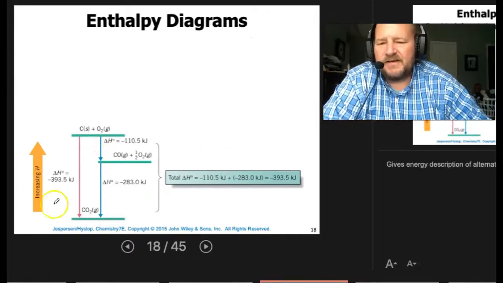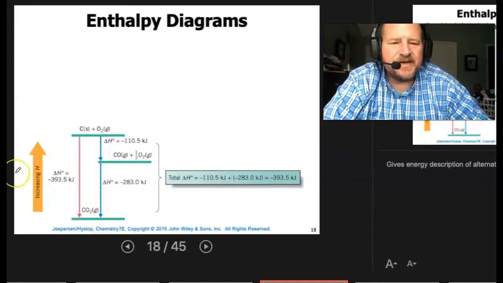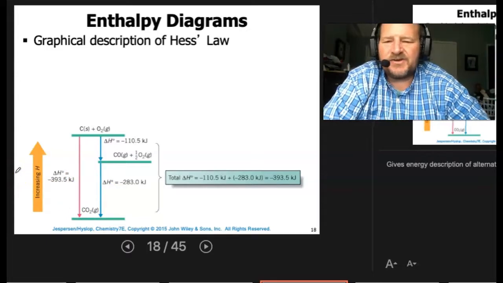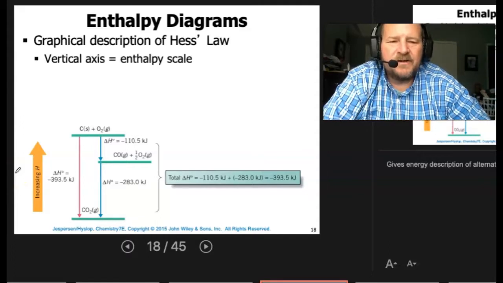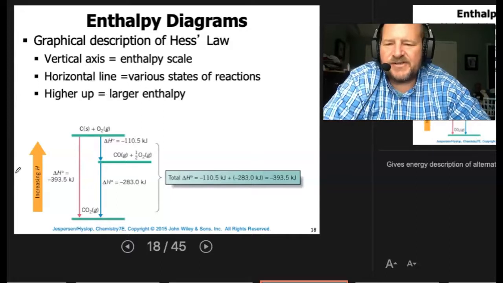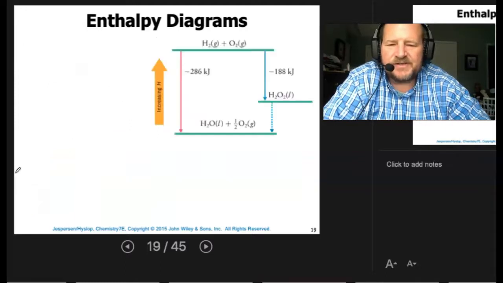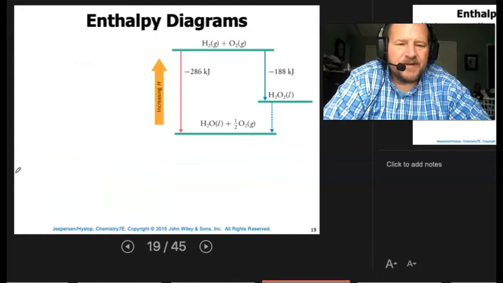So obviously energy delta H is going to be on your y-axis here. So down here will be our base value, up here will be the maximum. And you can see whether we do it in steps or whether we do it in a single step, the values should be the same. So basically all this is just a graphical description of Hess's law. The vertical axis is our enthalpy, the horizontal is simply telling you the various states of the reactions. The higher up you go, the larger the enthalpy, the lower down you go, the smaller the enthalpy. And again, we can do this for any set of reactions, okay?